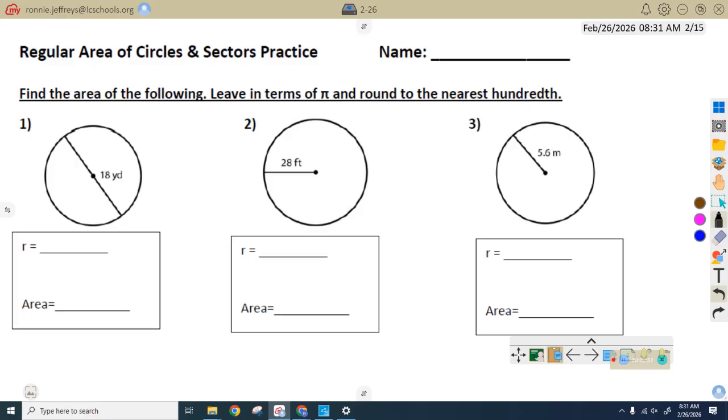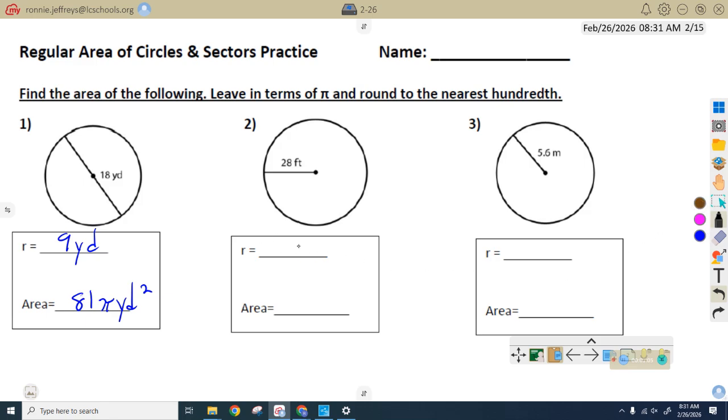All right. So, number one, your radius is 9 yards. Oh, that one's still frozen. All right. Radius is 9 yards. So that would mean the area is 81 pi yards squared.